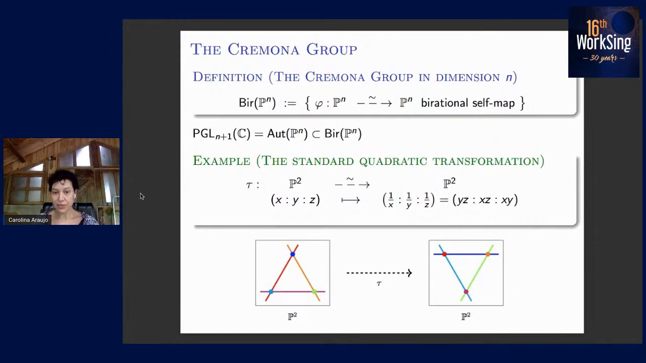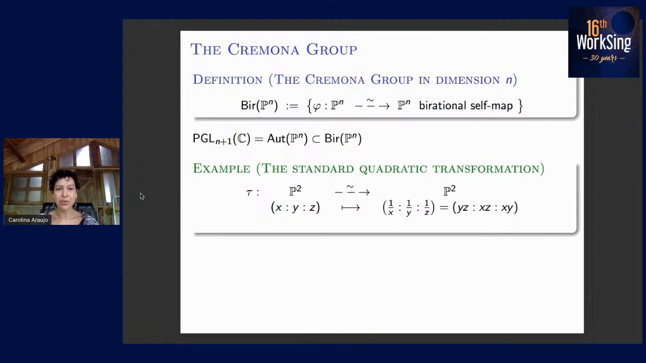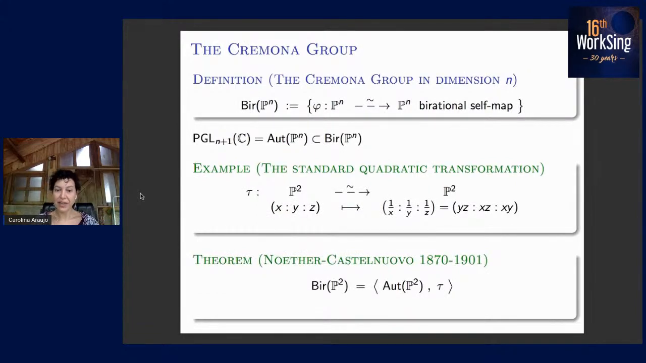So it may come as a surprise, but this is by now a classical result, known as the theorem of Noether-Castelnuovo, that the Cremona group in dimension 2 is generated by the automorphism group of P2 together with the standard quadratic transformation. This is a classical result. It was first stated by Noether. There was a gap in the proof of Noether, and the first complete proof was given by Castelnuovo in 1901.